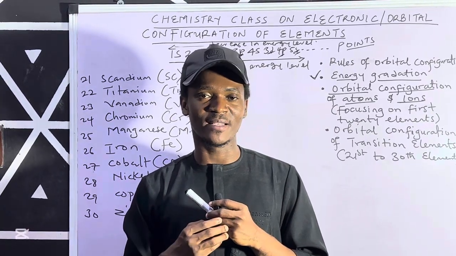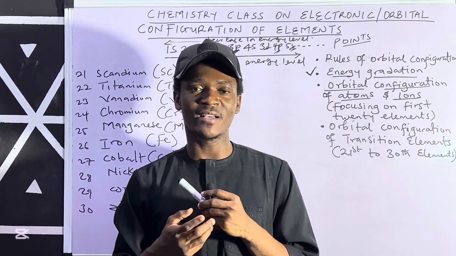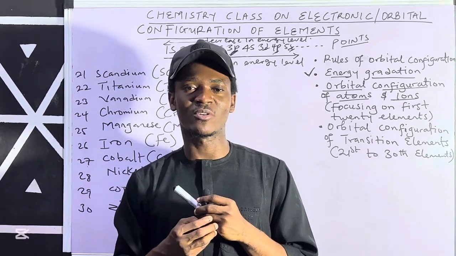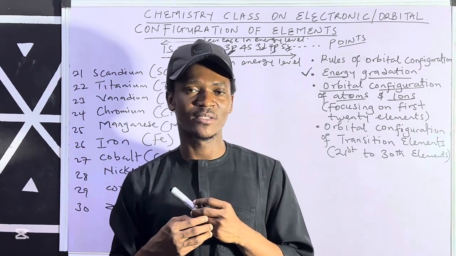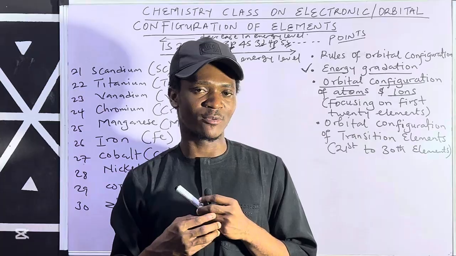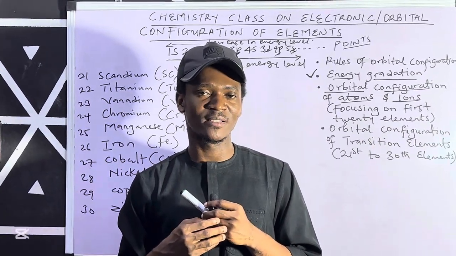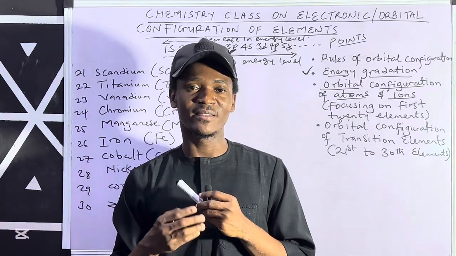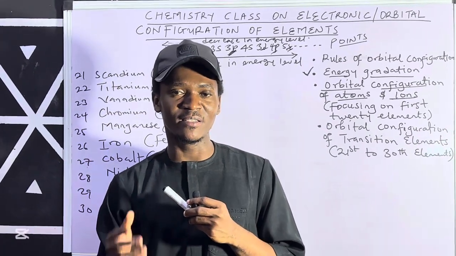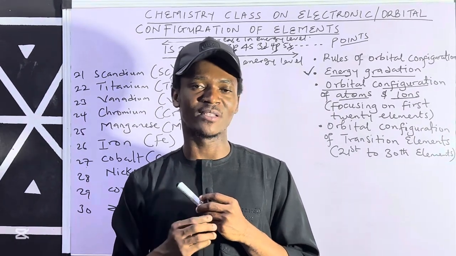What I'm trying to say is that in an exam condition, they might ask you, why is it that transition elements can form colored ions? Or why is it that they can form complex ions? Or why is it that they exhibit variable oxidation states? The answer is they have partially filled d orbitals. All right, so take cognizance of that.